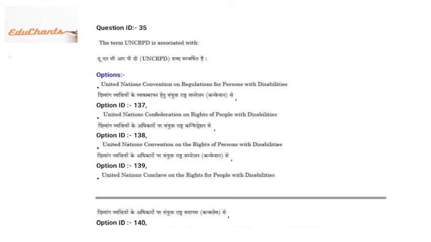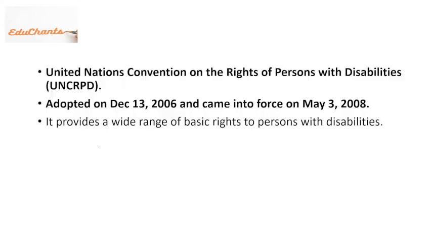Then the term UNCRPD is associated with the United Nations Convention on the Rights of Persons with Disabilities. That will be the right answer. UNCRPD was adopted on December 13, 2006. It came into force on May 3rd, 2008. It provides a wide range of basic rights to the PWD, or persons with disabilities.